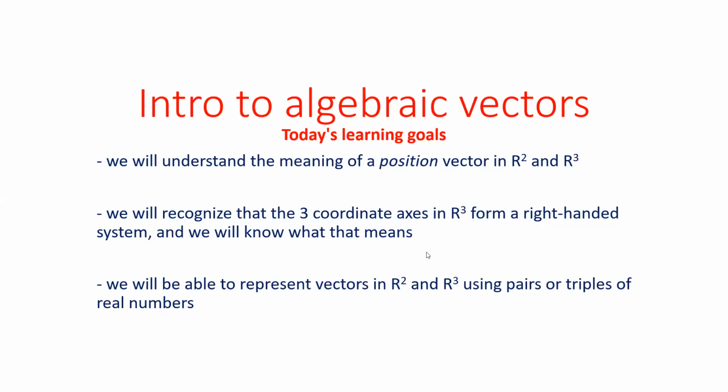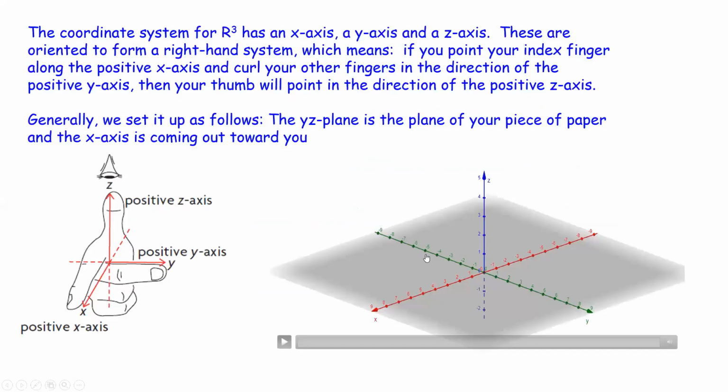So let's get started. First thing is, I'll just read what's on the screen, but you can read it for yourself. The coordinate system for R3 has an x-axis, a y-axis, which you're accustomed to. We're now going to add to that a z-axis. And these are oriented to form what's called a right-handed system, which means that if you point, you can see my diagram down here. If you point, let's move this out of the way a little bit here.